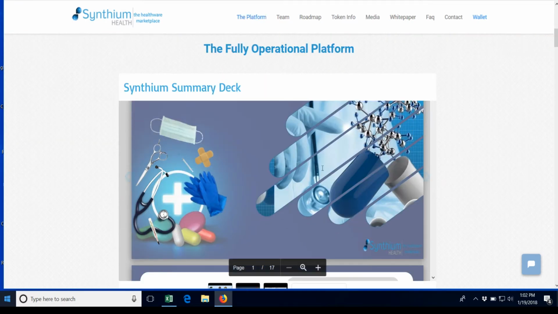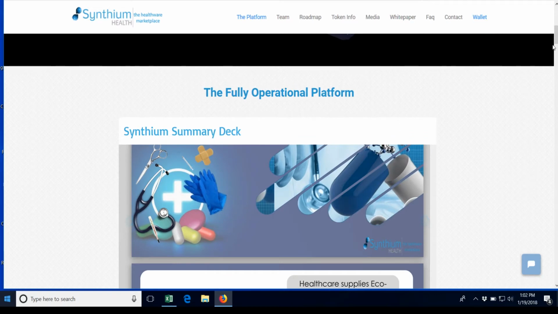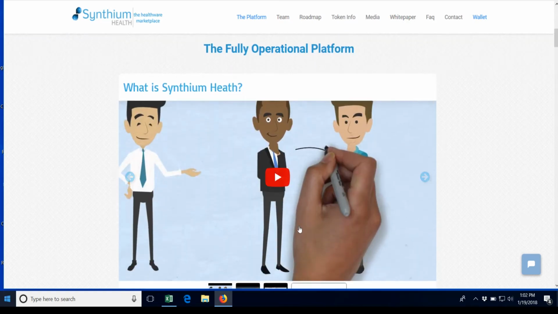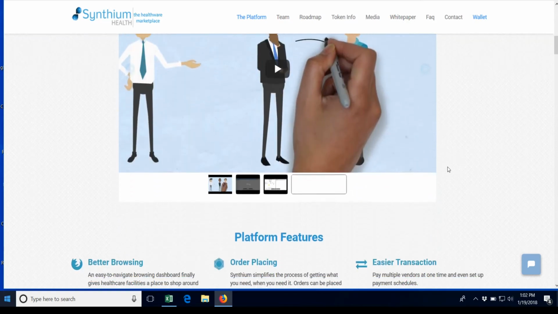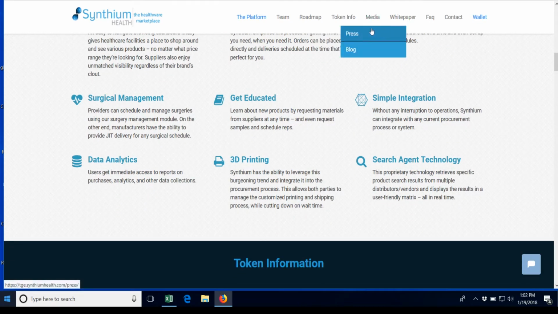A couple big things if you didn't watch the previous videos. It's a fully operational platform. I mean, it's already working right now. It's not an idea. So that's really important to know. You can watch these videos here to understand a little bit more about what they do. But it is a fully functional platform, so it is ready to go right now. That's different than most of these other platforms that we deal with.